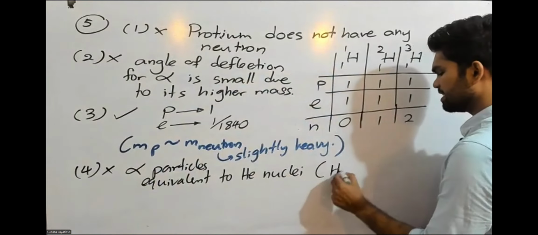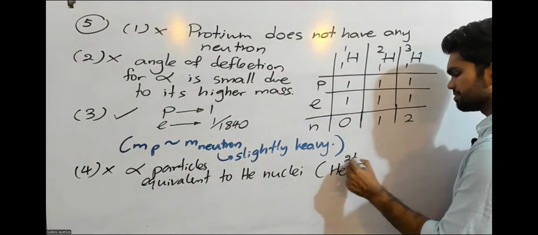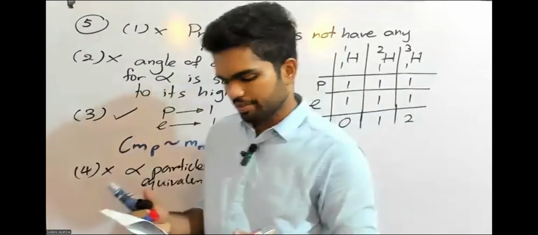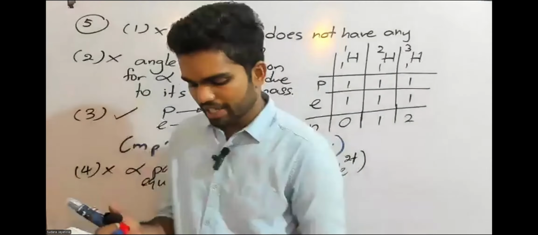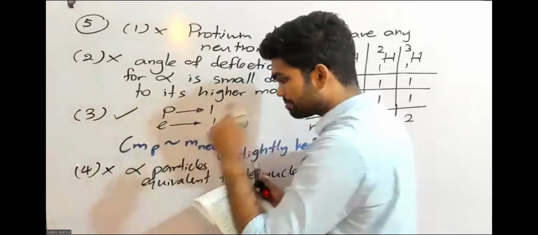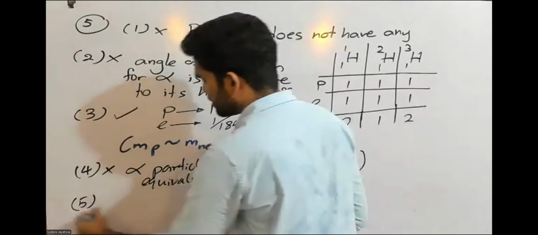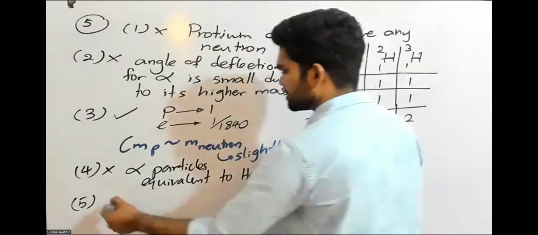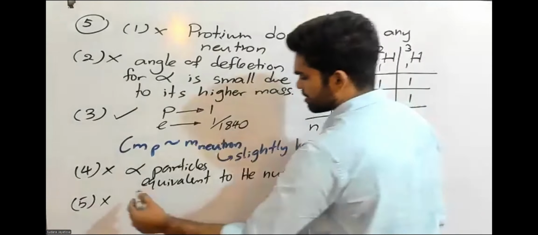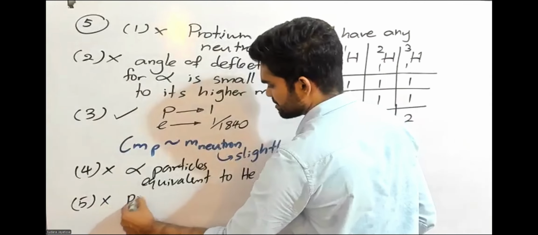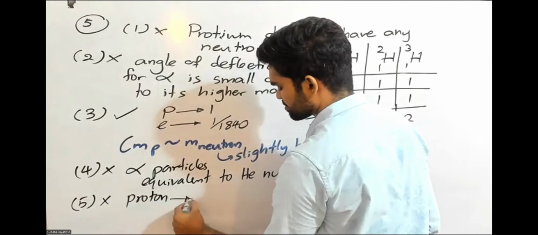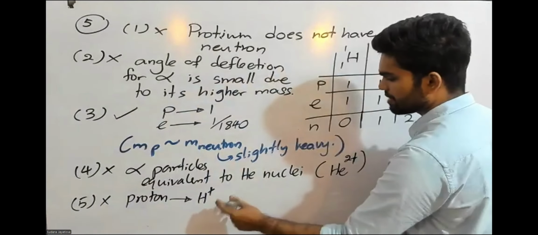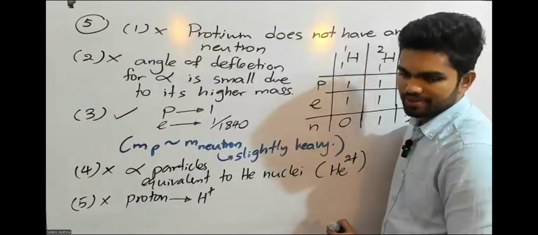Or you can say helium 2 plus. See how they're asking? Now look at the last statement. All particles obtained in positive ray experiments are protons. All particles. So it is wrong. Why is it wrong? Protons is H plus. Proton is H plus. You will have H plus only when hydrogen gas is used.